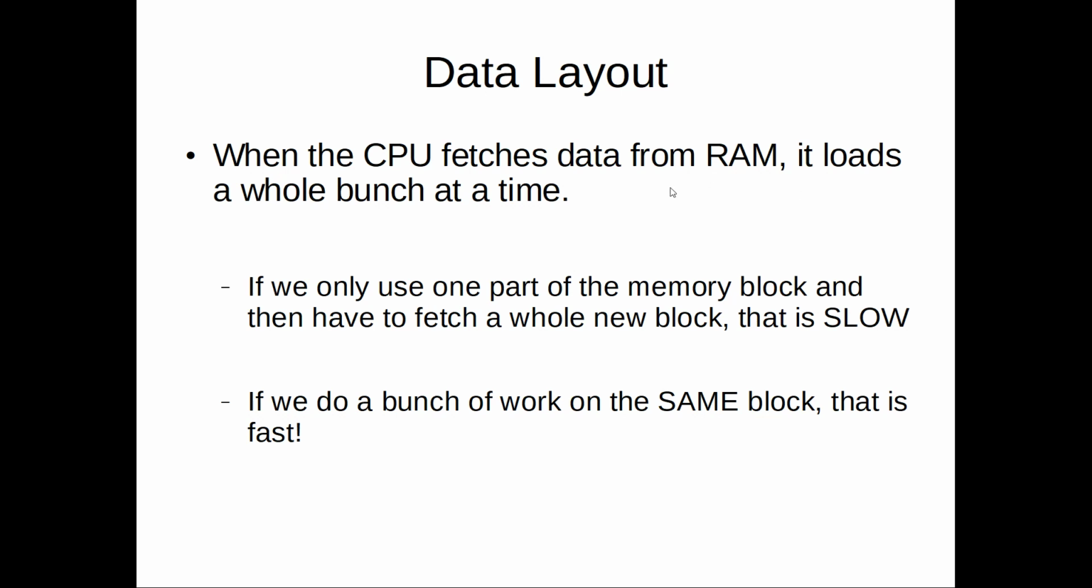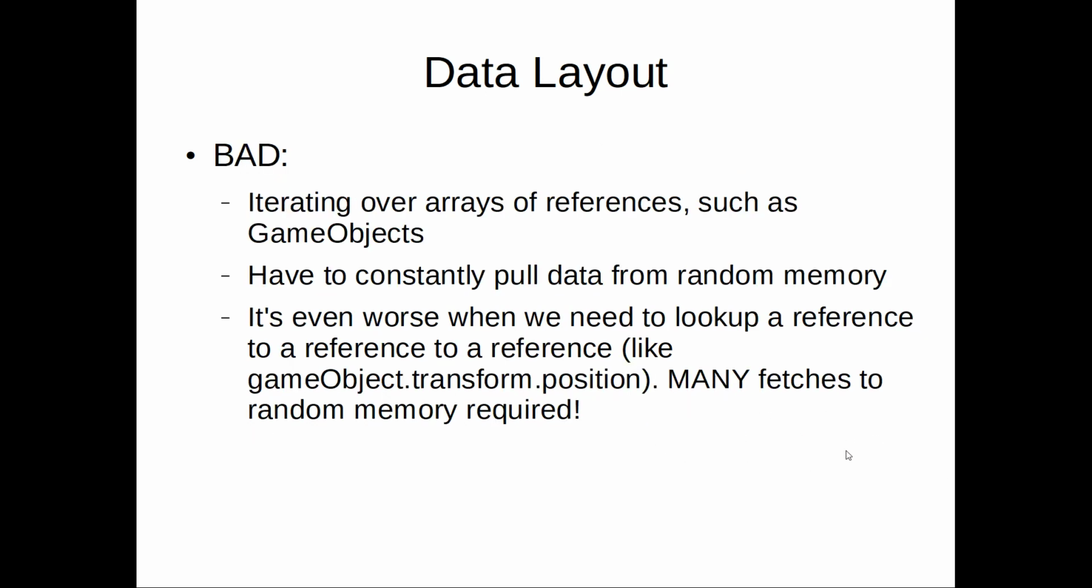And if we only use one part of that chunk, one part of that memory block, and then we have to go and fetch an entirely new memory block for the next operation, that's slow, because each one of these fetches is apocalyptically slow in CPU times. However, if we can do a bunch of work on the same block at once, that's very fast. If we can minimize how many fetches we do, that's incredibly speedy.